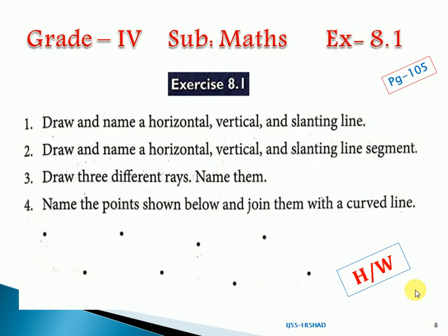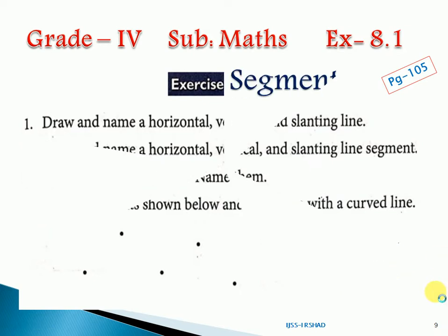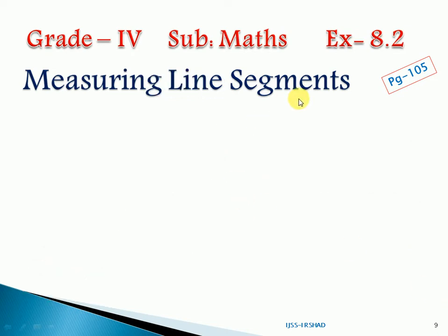Now we will move to exercise 8.2. But before doing exercise 8.2, I will give you a brief explanation of measuring line segments. If a line segment is given, how can you measure it? Suppose a line segment is given like this. A line segment, I told you, has two ends without arrowheads. Two end points are there. Suppose this line segment is given and you have to find its length.